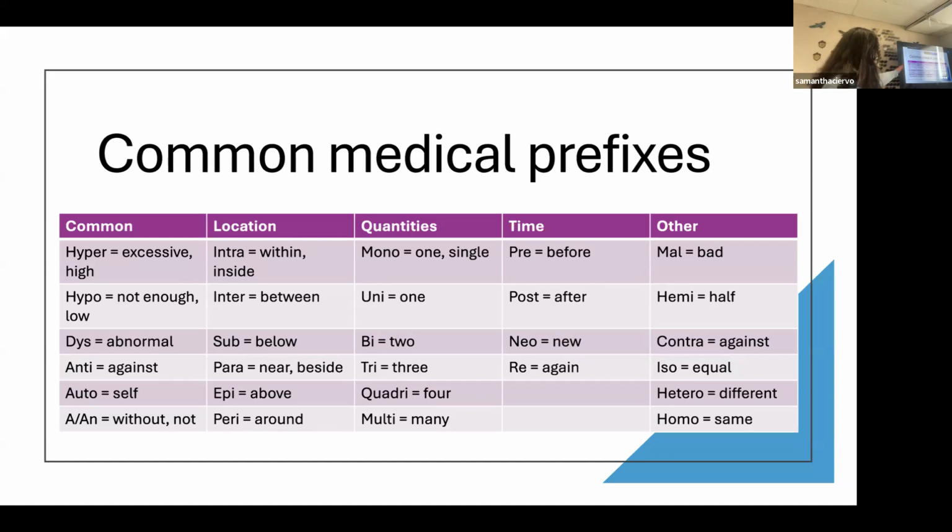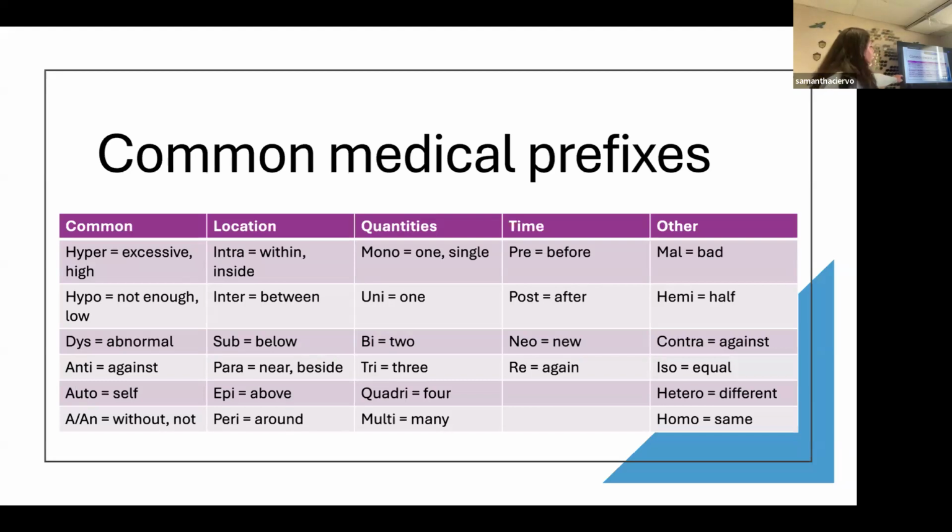We also have sub, which means below. I also see some people taking pictures. I have a PDF with all this information on it, so you can have it on your phone when you go to the doctor's office, and you can look at it if there's a word maybe you don't understand.